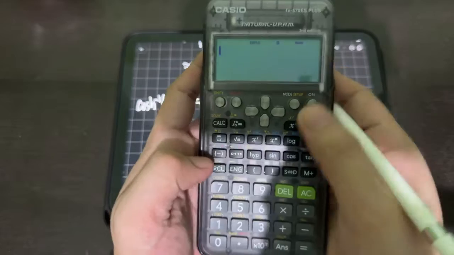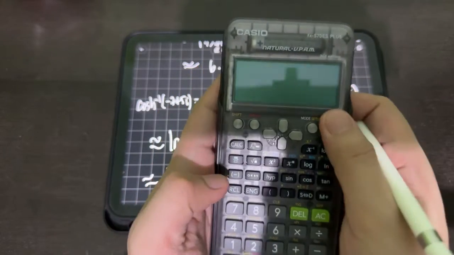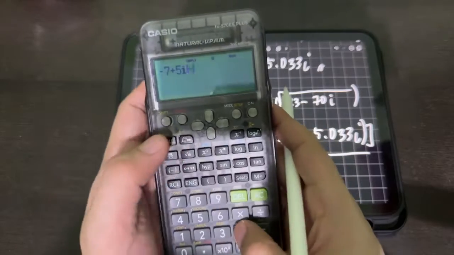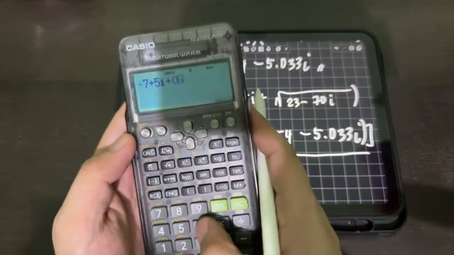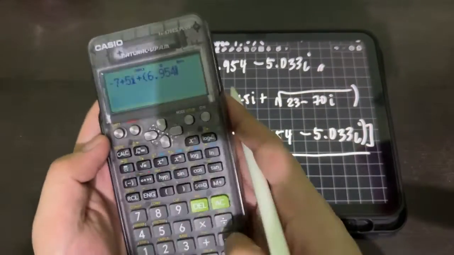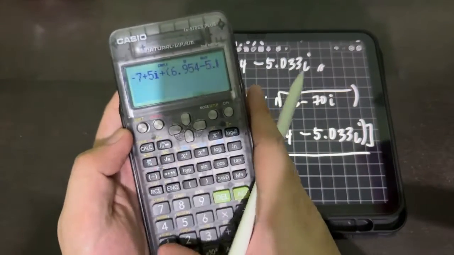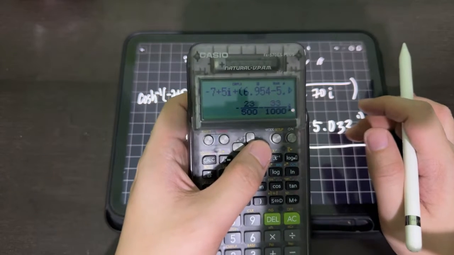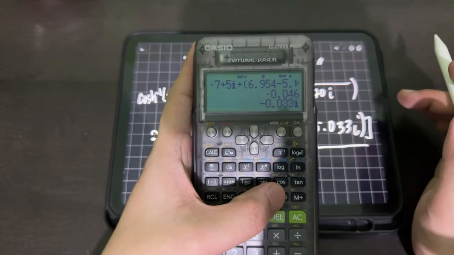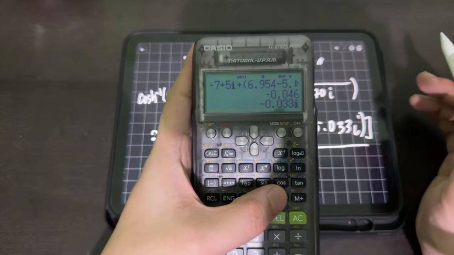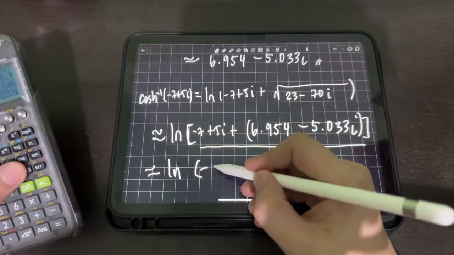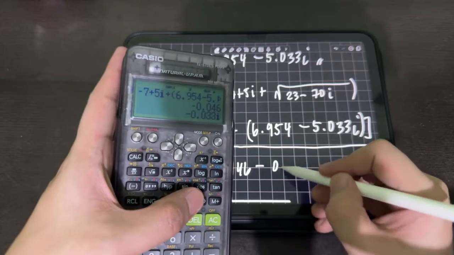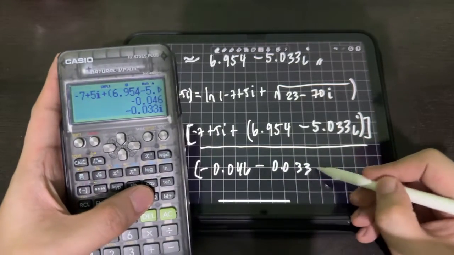Using your calculator, input negative 7 plus 5i plus 6.954 minus 5.033i. You will have, in decimal form, negative 0.046 minus 0.033i.